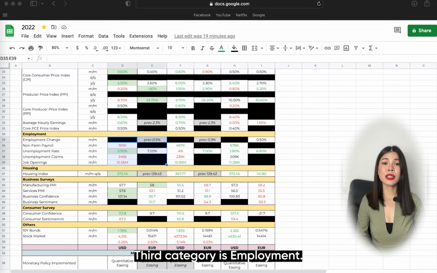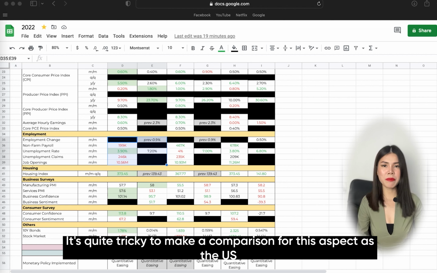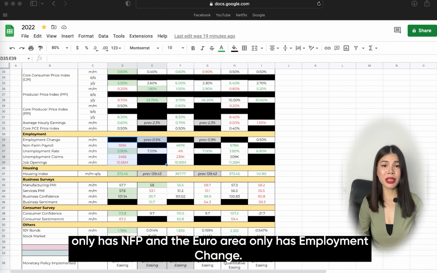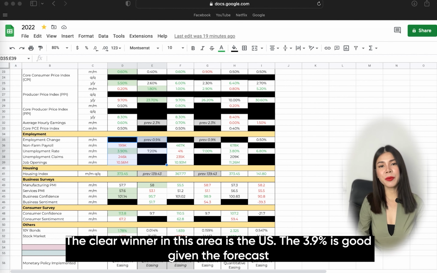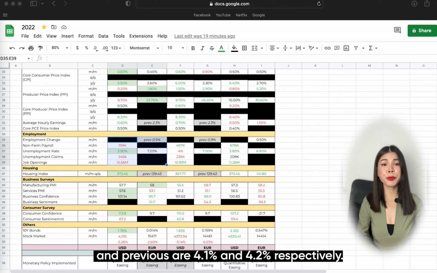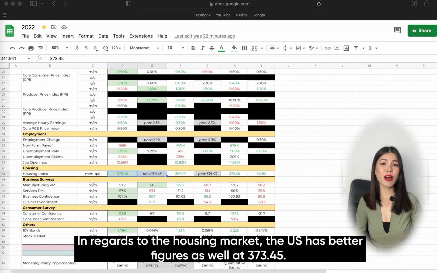Third category is employment. It's quite tricky to make a comparison for this aspect as the US only has NFP and the euro area only has employment change. The only data we can objectively compare is the unemployment rate. The clear winner in this area is the US. The 3.9% is good given the forecast and previous are 4.1 and 4.2% respectively. In regard to the housing market, the US has better figures as well at 373.45.